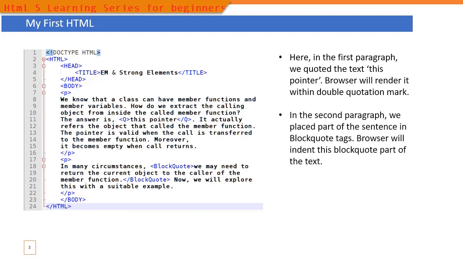In the second paragraph, we placed part of the sentence in BlockQuote tags. The browser will indent this BlockQuote part of the text. So when it indents, it places the BlockQuote part of the text in the next line. Also, it will indent that part from the original document text.